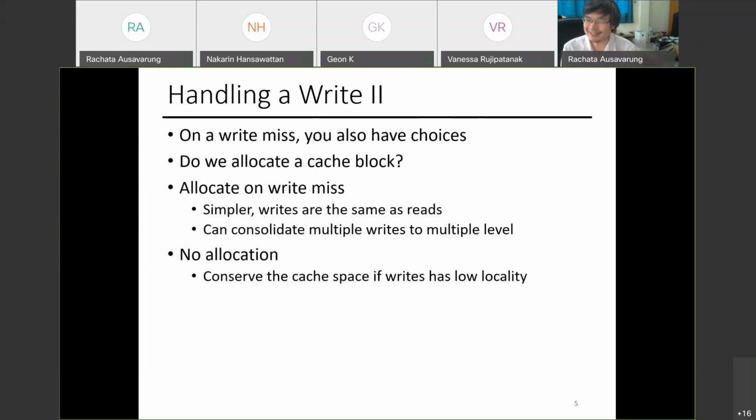You can actually choose to bypass. You don't do anything with the cache. Don't write this data in. If you figure, hey, you are not going to use it again, this is just one write to this one address and you don't need to read it afterward, skip it. Okay, so these are different policies that the hardware designer can choose to improve performance.